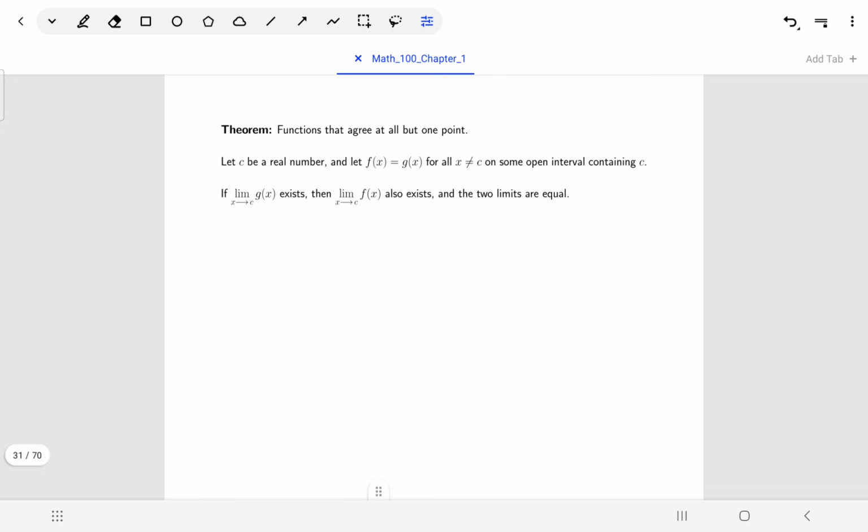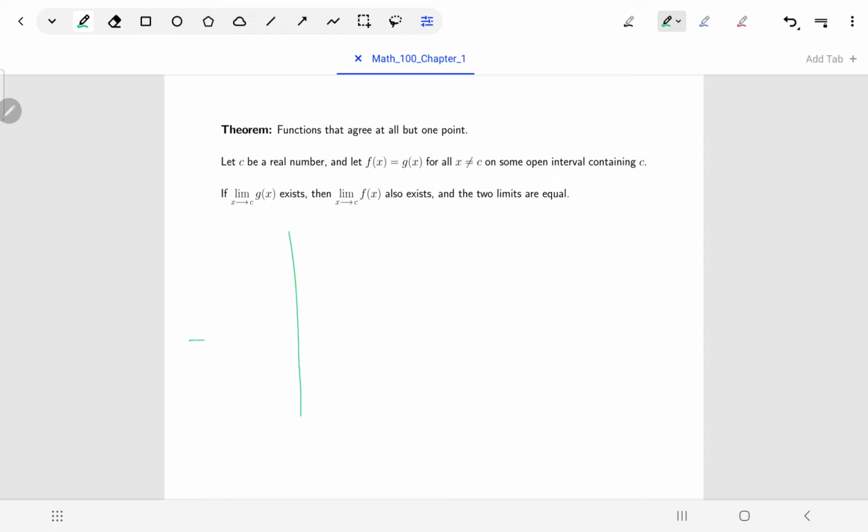Okay, another good thing to note here: this feels like a funny theorem, but it has a very good reason for existing, and we're going to see the reason in just a moment. So these are two functions that agree at all but one point. You've got two functions that are identical for everything except for one particular point, and that point is x equals c.